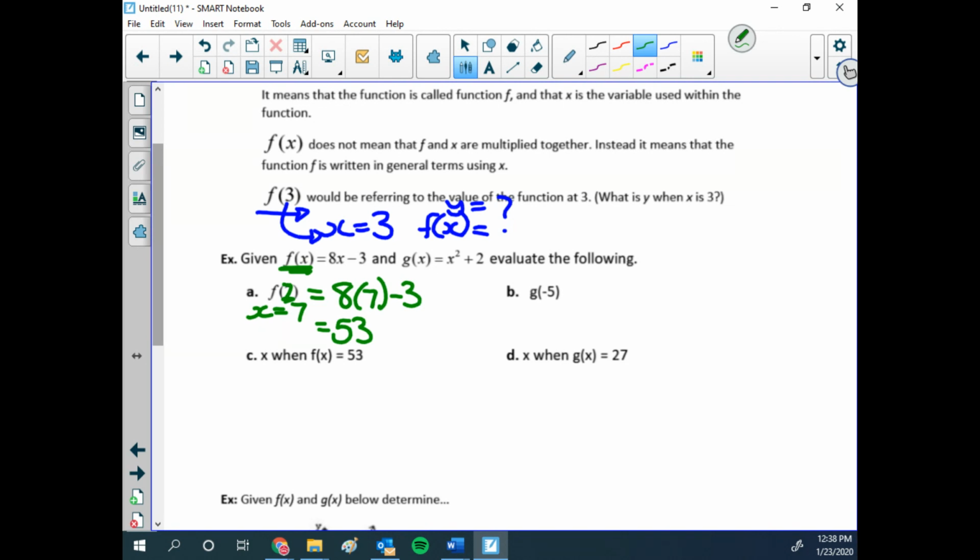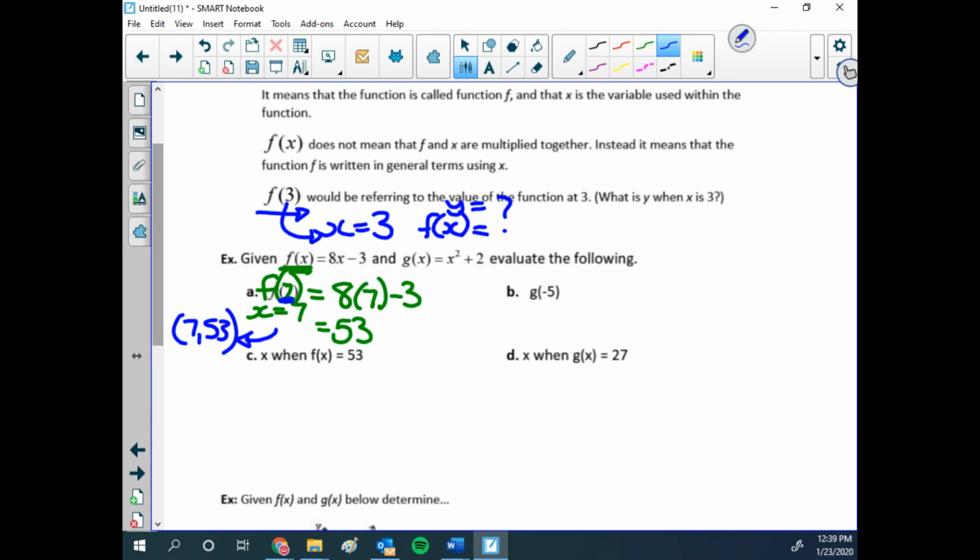That's the first type of question, f of something. And then you have to essentially figure out the corresponding y value. So what this is telling me is that there's actually a point at 7, 53. That's all that function notation is doing. It's saying, here's the x value, what's the y? The other type of question is like C here.